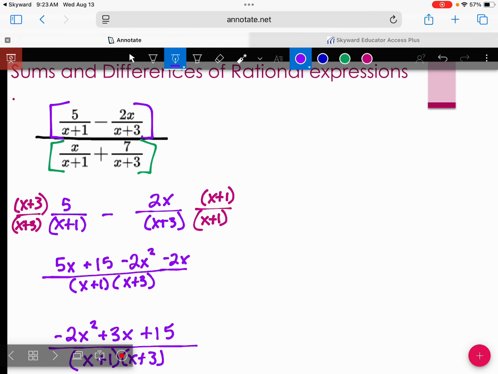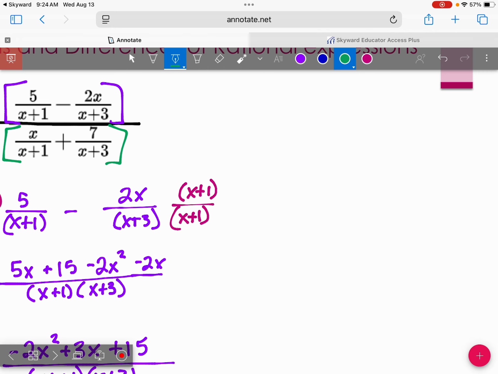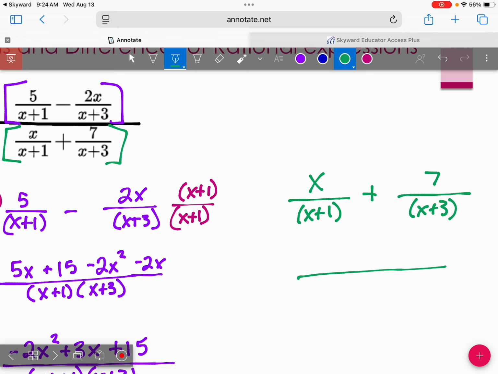Round 2, denominator. Fight. So same kind of vibe, just with our denominator. So I'm going to take my x over x plus 1 and my 7 over x plus 3. And again, we're going to get these to be that common denominator. Oh, that common denominator is looking awfully familiar. Because what do I need to multiply my left fraction by? The x plus 3. Ooh, familiar friends.